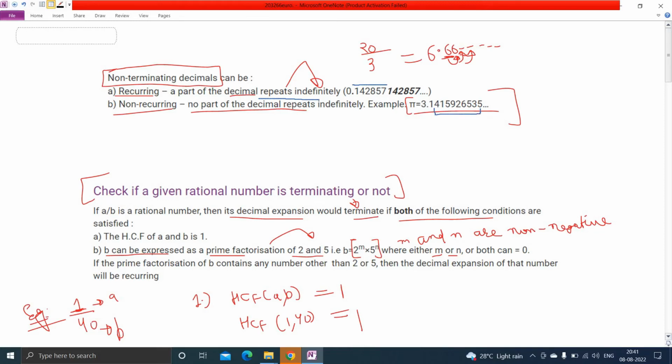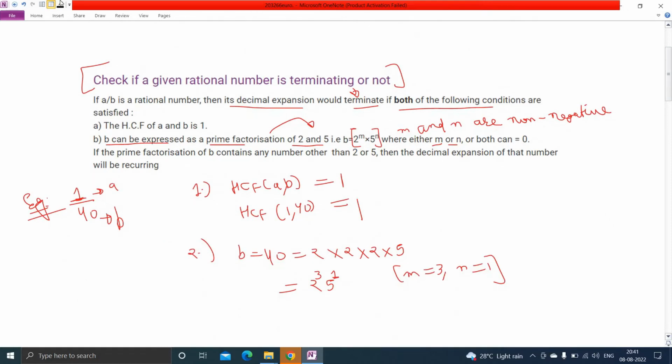So this is the most important topic here. We have to check if a given rational number is terminating or not. There are two conditions for checking it. Suppose there is a rational number, say 1 upon 40. I am taking one example here. 1 upon 40 is a rational number of the form a upon b, so here a is 1 and b is 40.